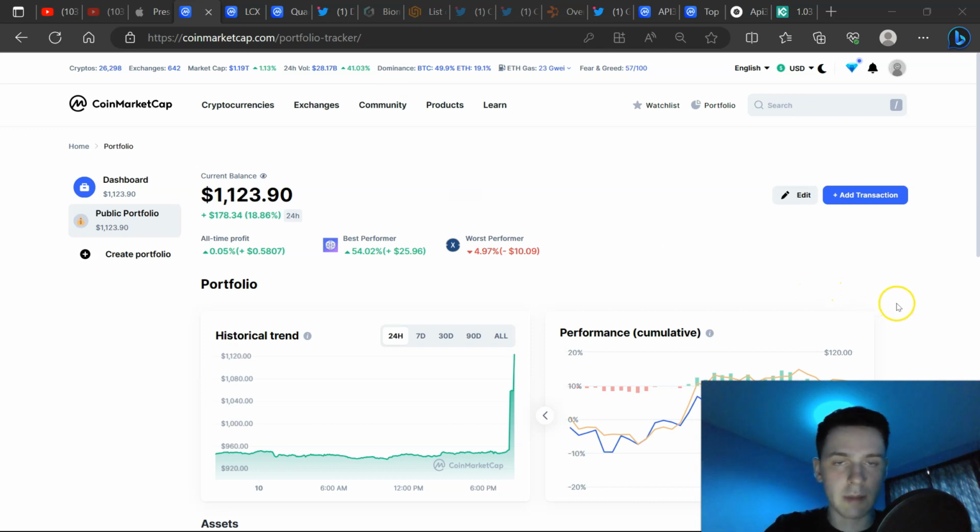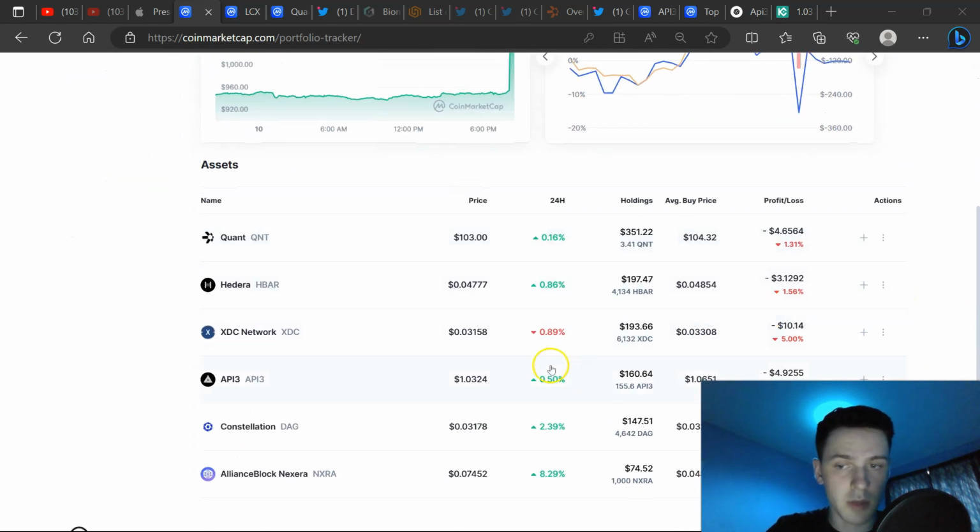Let me know down below, what cryptos would you add to the portfolio? What cryptos are missing on the low and micro cap range? I will go and check them out down below.